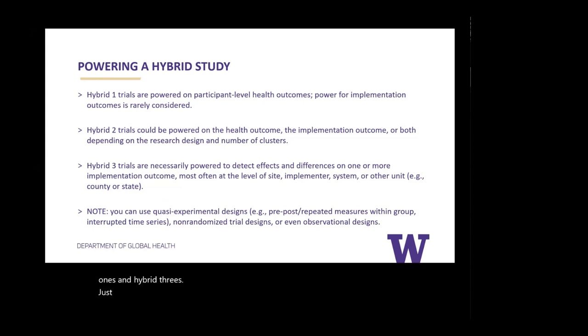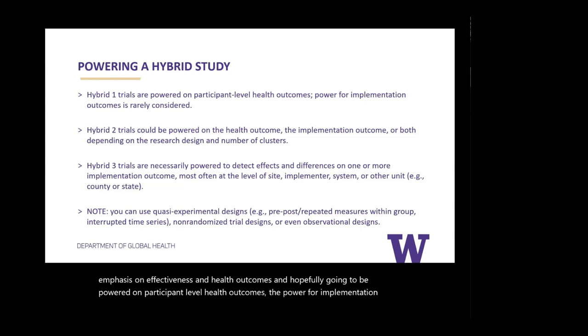Just continuing this thought here, hybrid one trials, not surprisingly, with their emphasis on effectiveness and health outcomes and so forth, are going to be powered on participant level health outcomes. Power for implementation outcomes, if they are assessed in a secondary aim, is rarely considered. Most of the time, when implementation outcomes are assessed in a hybrid one, like how acceptable, how feasible, how appropriate, the perceptions of those kinds of things, potentially other implementation outcomes, they are assessed and analyzed in a more descriptive way.